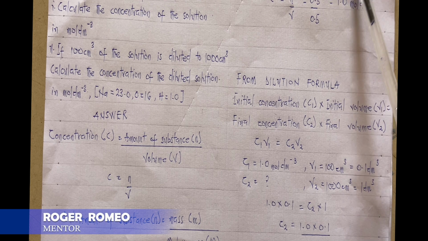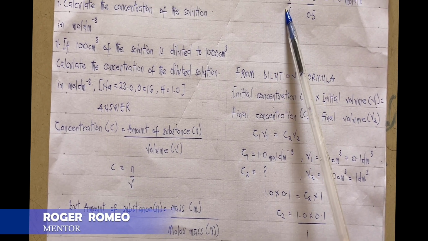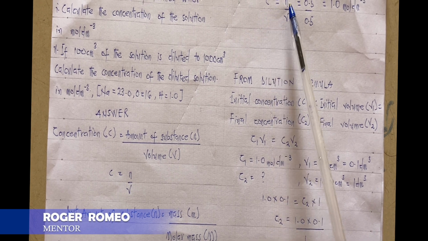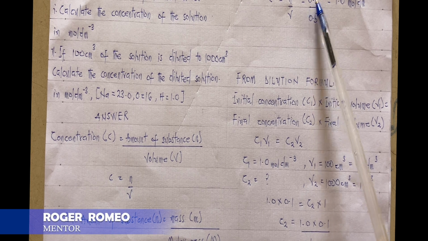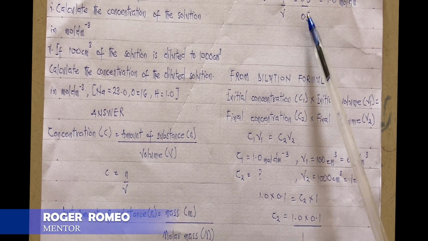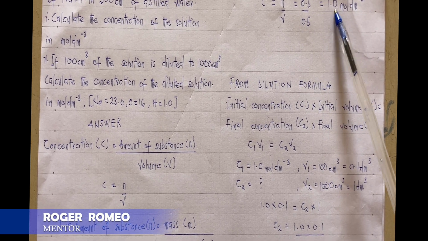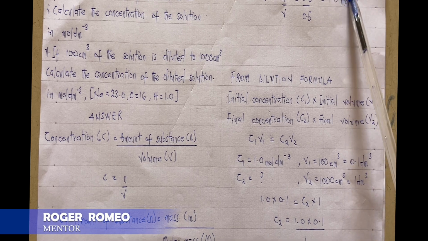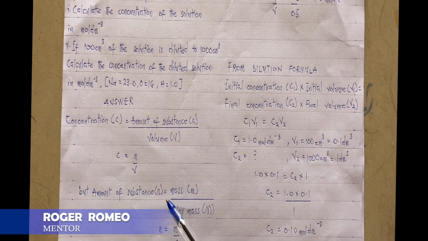Now that we know our mole, we can use this formula to get our concentration. So concentration is equal to mole over volume. So we say mole is 0.5. The volume we also converted is 0.5. So when we divide it, we are going to get 1.0 mole per dm cube. So this is how we can combine these two formulas to calculate concentration.